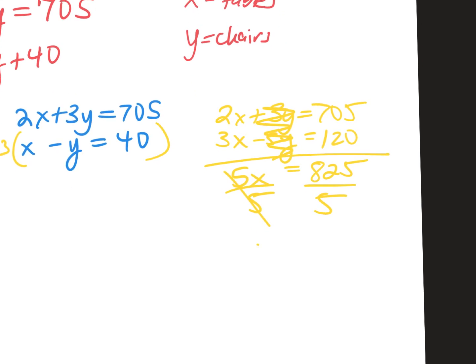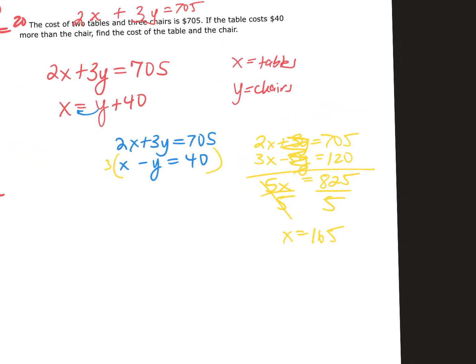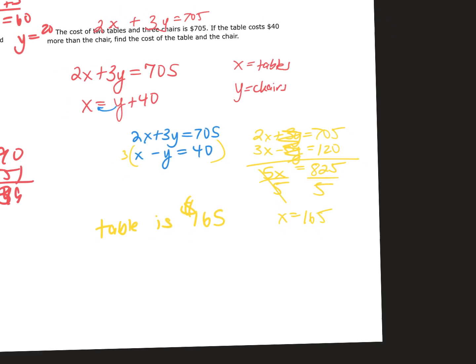So what does x equal? It's 825 divided by 5. 165. So what is 165? That's regarding the 2 tables. The cost of one table. So one table is $165. How do I figure out what the chair is?